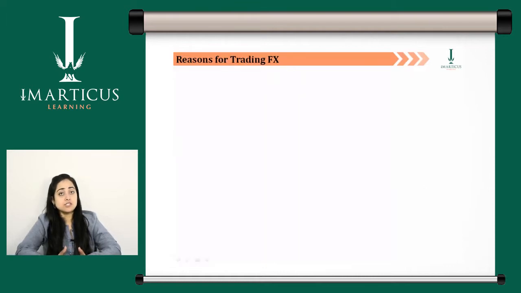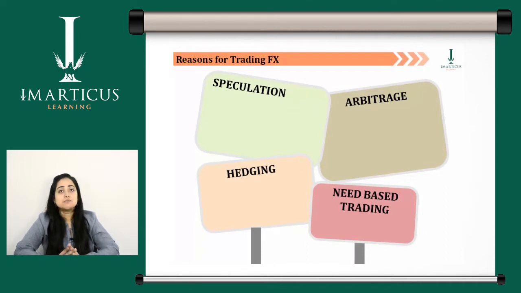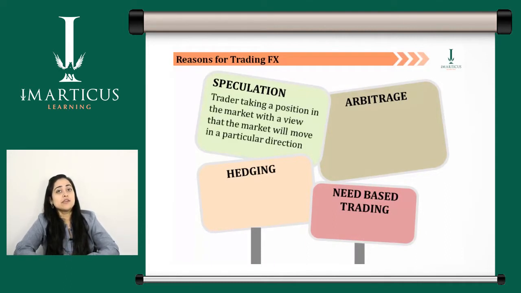Let's look at some instances of foreign exchange trading. If you remember, FX is traded for four main reasons: speculation, hedging, arbitrage, and need-based trading. Speculation refers to a trader taking a position in the market with the view that the market will move in a particular direction. For example, if he speculates that the market will go up, a bullish view, he will buy the security with the aim to sell it at a higher rate later. If he speculates that the market will go down, a bearish view, he will sell the security with the aim to buy it at a lower rate later.